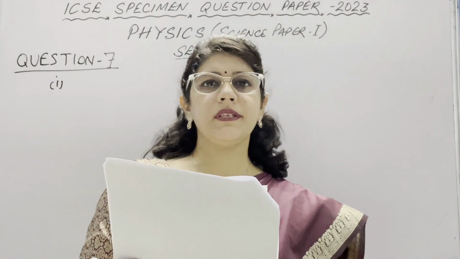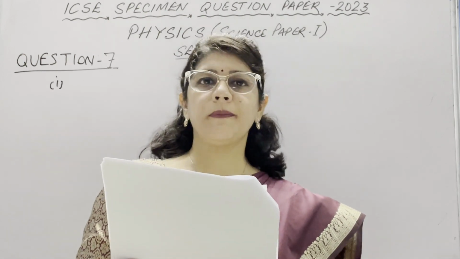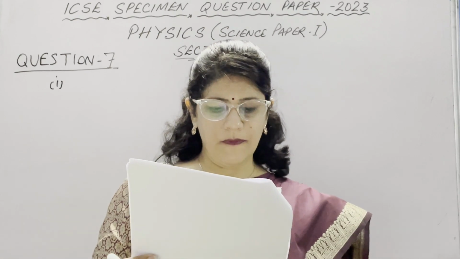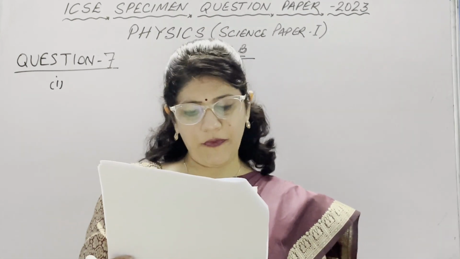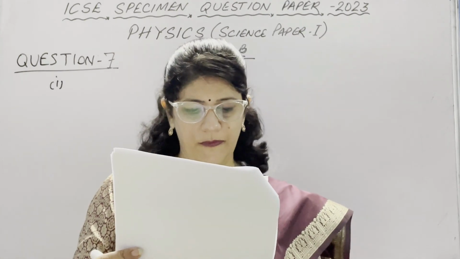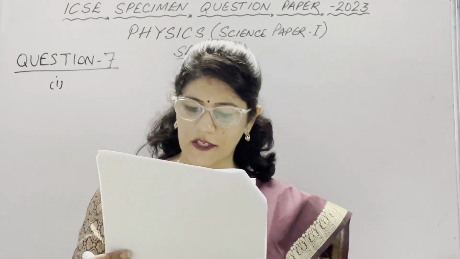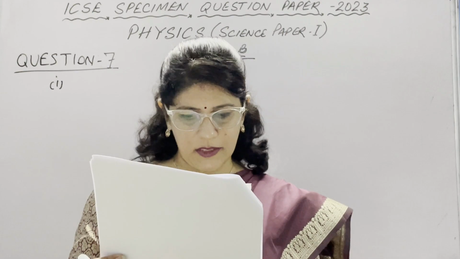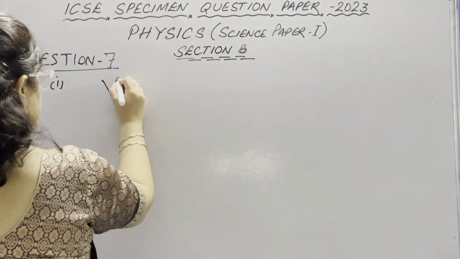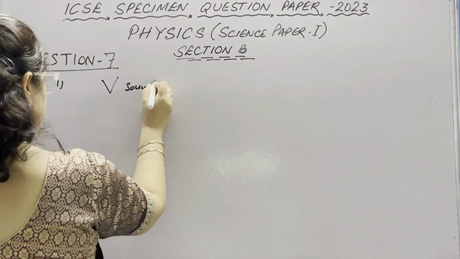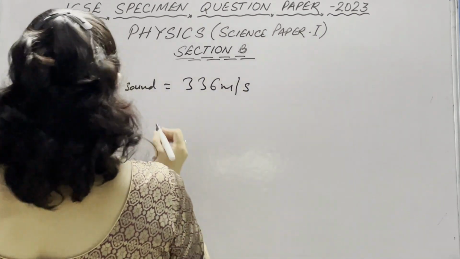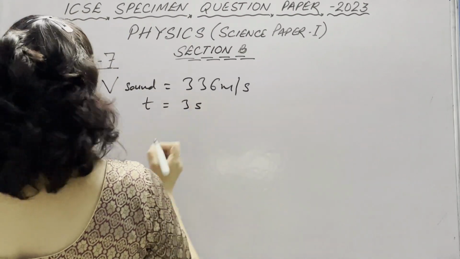Now coming to question number 7. It belongs to chapter sound and another is from modern physics. Now first part, a person standing in front of a cliff fires a gun and hears its echo after 3 seconds. If the speed of sound in air is 336 meter per second, calculate the distance of the person from the cliff. So it means velocity of sound is given as 336 meter per second. Time is given as 3 seconds.